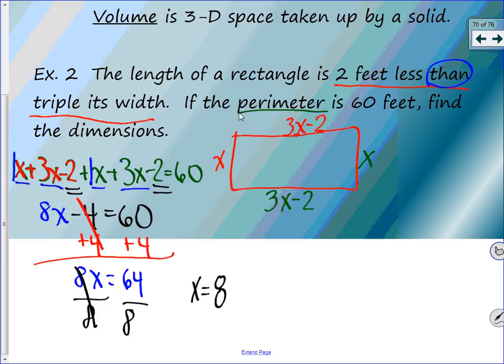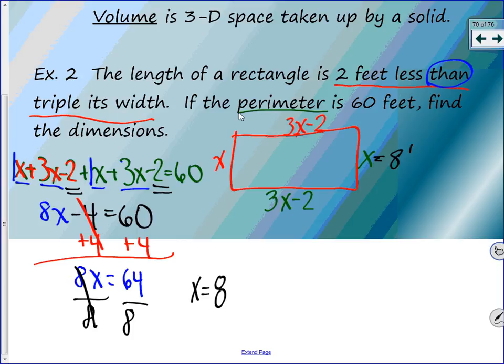Now, it says find the dimensions, so the last step is always to answer the question. So the question asks you to find the dimensions. So we know the width is x, because I labeled it so. So x is 8, so the smaller dimension is 8 feet. So one little mark is the mark for feet.